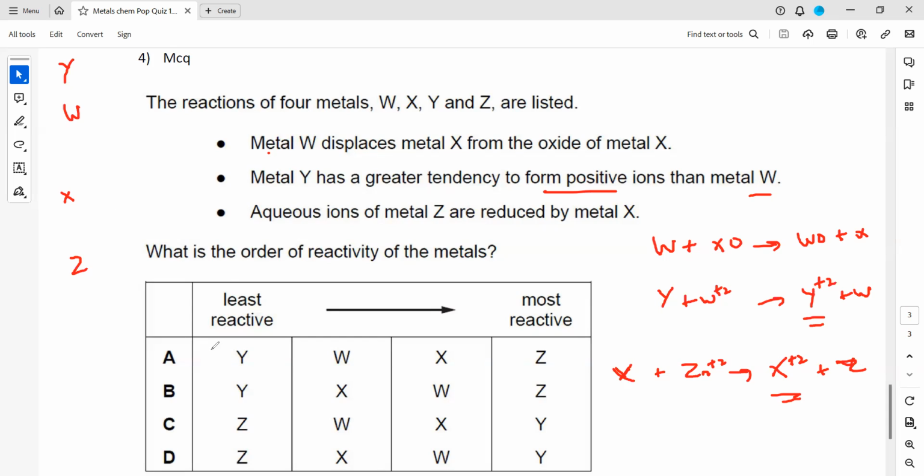So which is the least reactive? The least reactive should be Z, and the most reactive is Y. We want the order from least reactive to most reactive, so it will be Z, X, W, and Y. So it will be D.